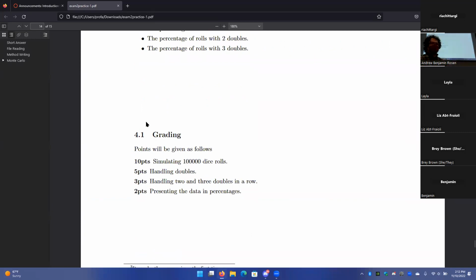So the grading for this is as follows. We're going to simulate 100,000 of these dice rolls. Then I'm going to have an if-else statement for handling these doubles and then handling 2 and 3 doubles in a row. In other words, the turn where I get really lucky, and the turn where I get 3 doubles is the one where I get arrested for speeding. And then presenting the data as percentages. In other words, making sure my data is clean and nice to look at. Okay.